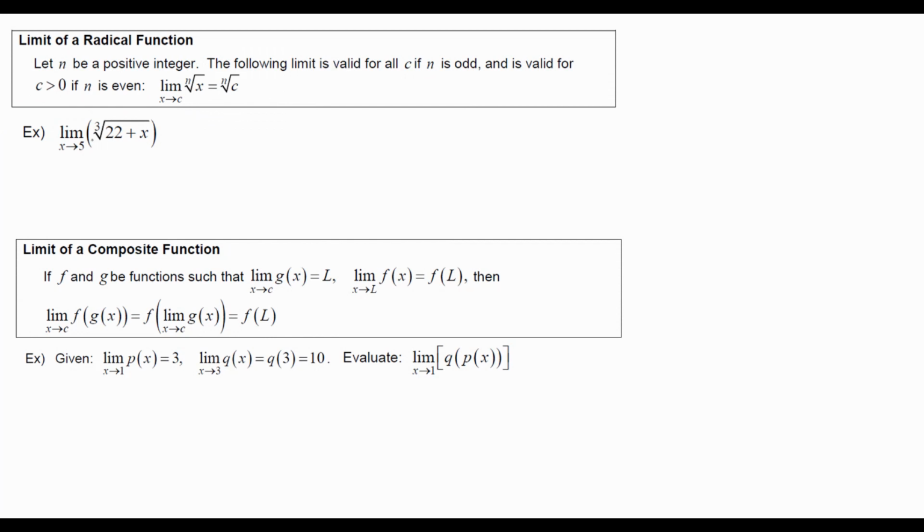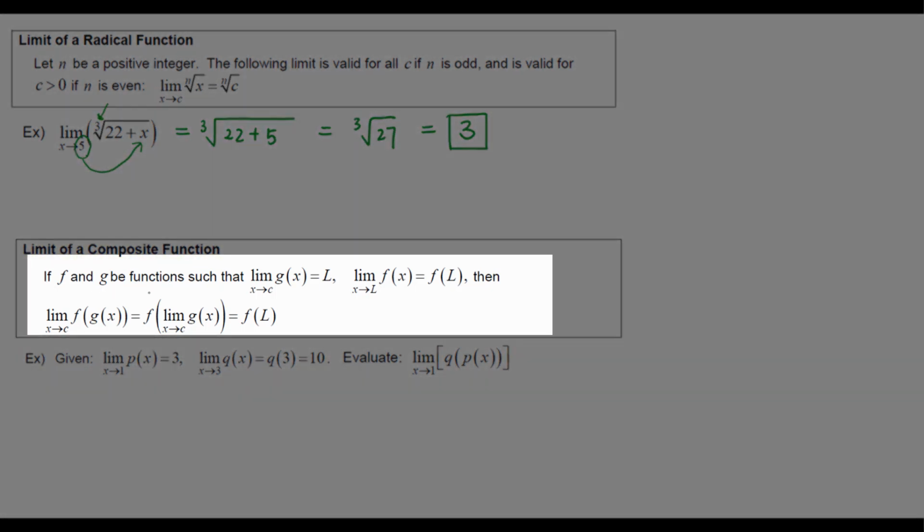Example: what is the limit of the cube root of 22 plus x as x approaches 5? Because the index is odd, the domain of this radical function is all real numbers. It doesn't matter whether c is positive or negative, I can just plug it in for x to evaluate the limit. So the limit of this function is the cube root of 22 plus 5, which is equal to the cube root of 27, which is equal to 3.